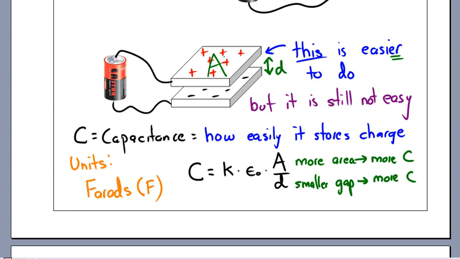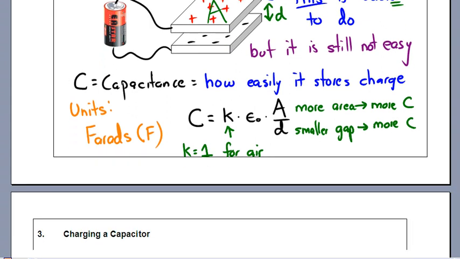Now K depends on the material that's in between the plates, and for us, for AP Physics, we're just going to have air in there. So I'm just going to let you know that K is equal to 1 for air. But you can get some exotic materials that you can put in there that have really nice high K values, and that allows you to have a bigger capacitance, so you can store more charge with the same battery.